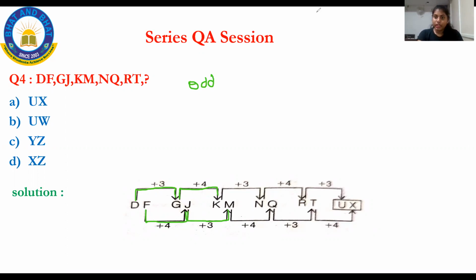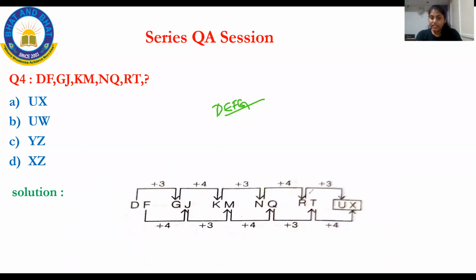So let me do it now. I have already compared. See, D to G, what is the difference? D, E, F, G. That is 3 letters. And F to the fourth letter, F to J, what is that? 4. So the series carries plus 3, plus 4, plus 3, plus 4.